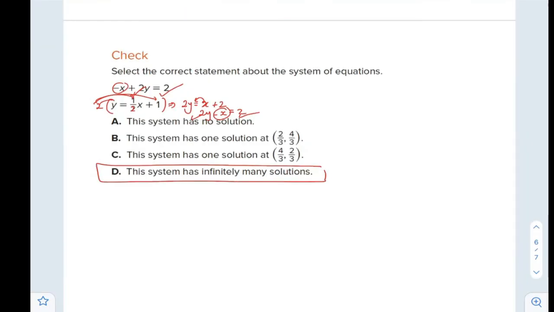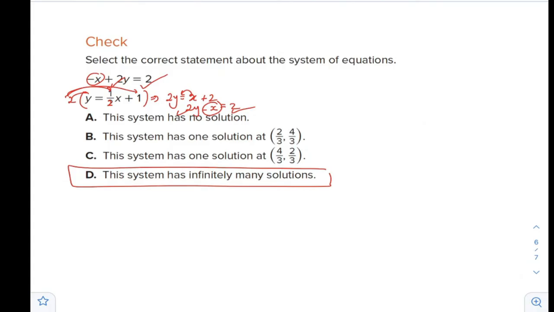With that, we end this nice lesson, Substitution. We have finished the lesson on solving equations by the substitution method. See you in the next lesson when we solve the equations by another method called elimination.